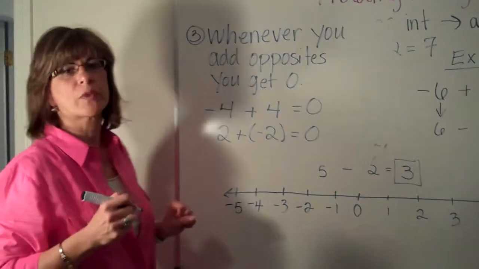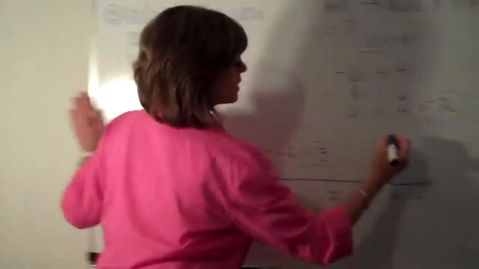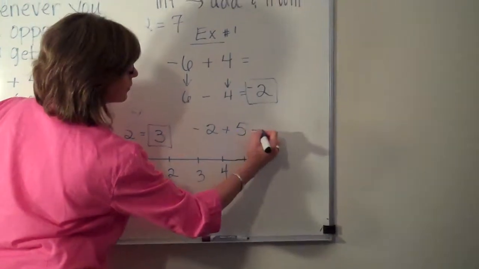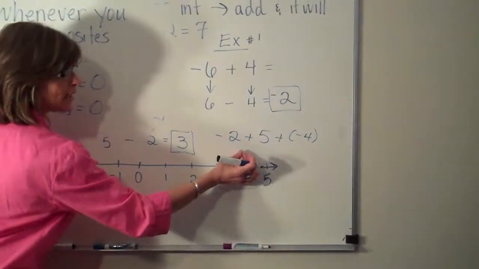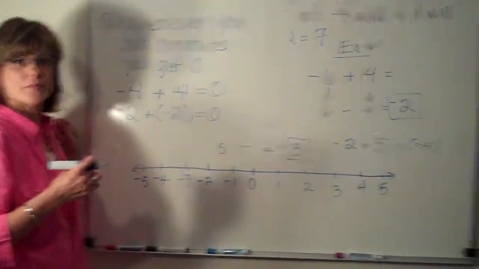Of course, that only works with two numbers. You can be adding more than two numbers. So if I have negative 2 plus 5 plus negative 4, I just do these two, get an answer, then do that answer plus the third number. Okay.